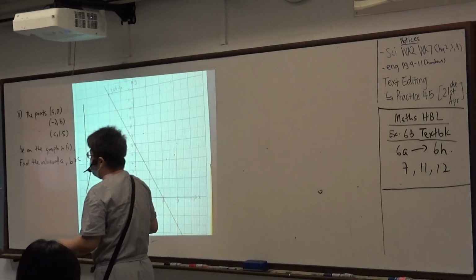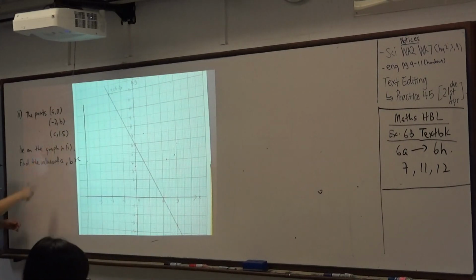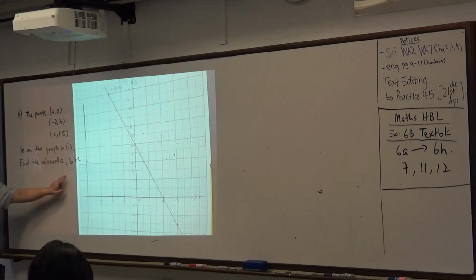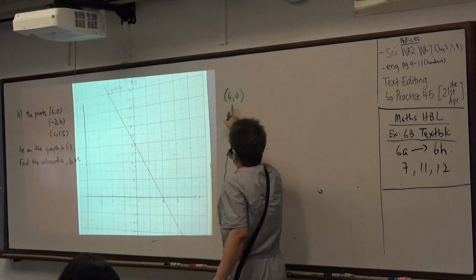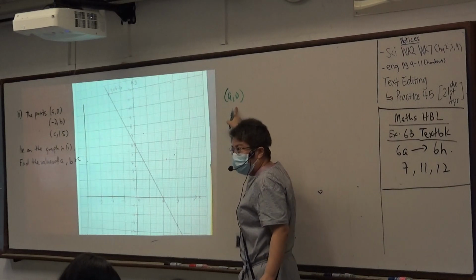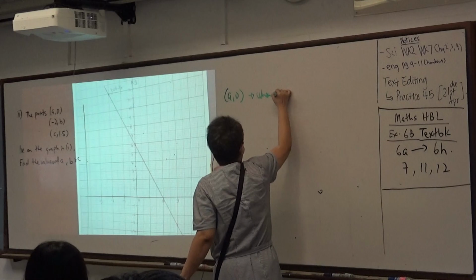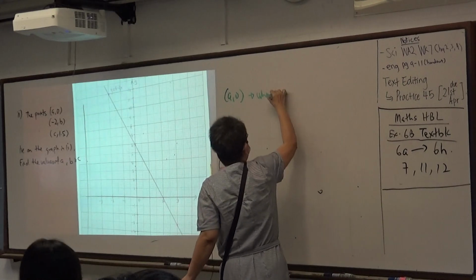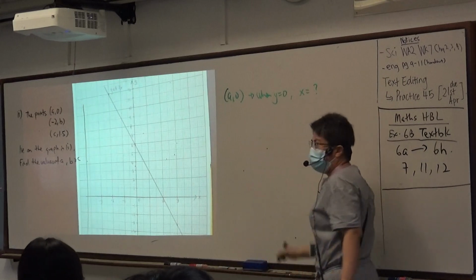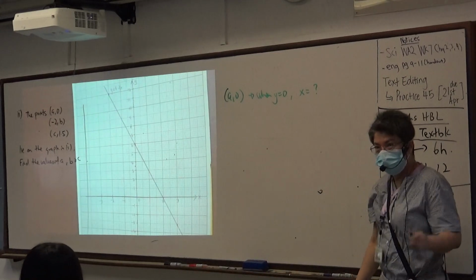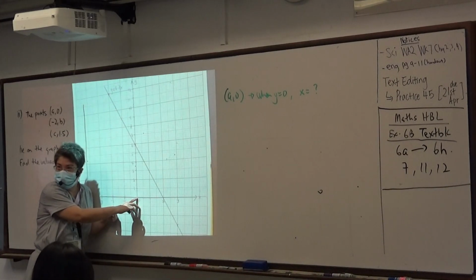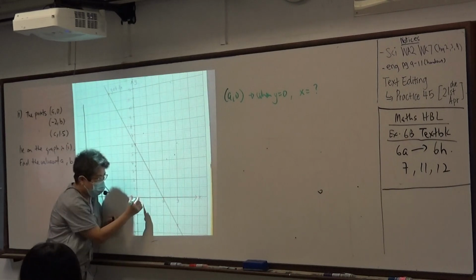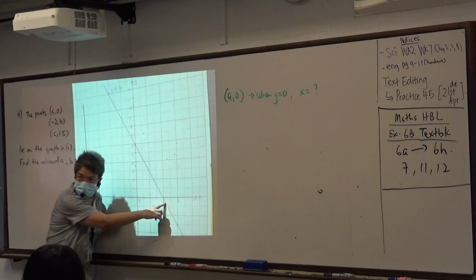The points A(0), B(-2), and C(1.5) lie on the graph. Find the values of A, B, and C. Now, I want to explain what you mean by A0. This is my X value, this is my Y value. It's the same as asking, when Y is 0, X is equal to what? Where is Y equals 0? Can you see Y equals 0 is here? What's my X value? 2, right? Yes or no?